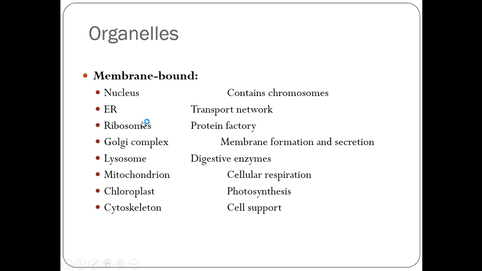So these are some of the different organelles and what they contain. We got a nucleus, which contains the chromosomes, which help create our proteins. We got the endoplasmic reticulum, which is for a transport network, ribosomes as a protein factory, Golgi complex, membrane formation and secretion, lysosome, digestive enzymes, and so on and so forth. Cytoskeleton, that's for those microfilaments we were talking about earlier.